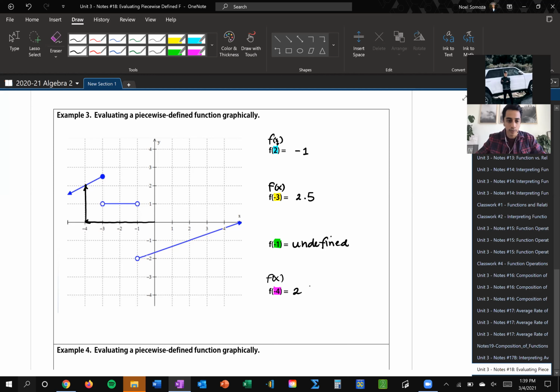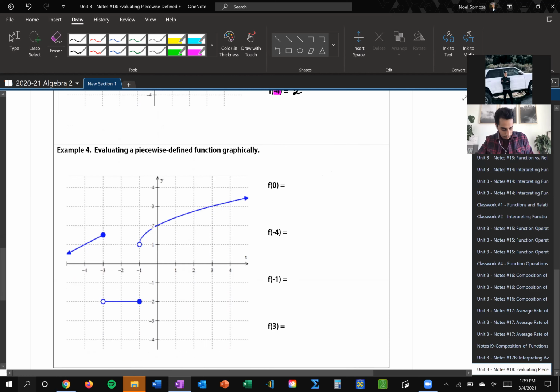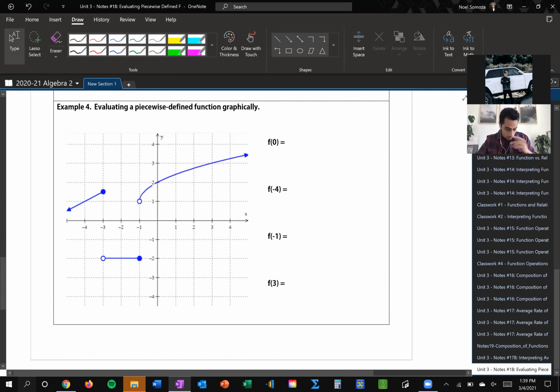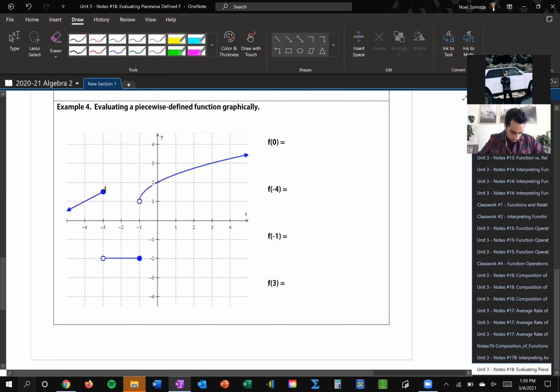Okay. Are we ready for example 4? Let's do it. Okay. So let's just quickly make sense of what we see here. Piecewise function split up into 3 parts. Linear function here, defined at -3. Constant function, not defined at -3, but then defined at -1. Okay. And then we have, what does this look like? What name would you give this function? Or what family does it fall under?